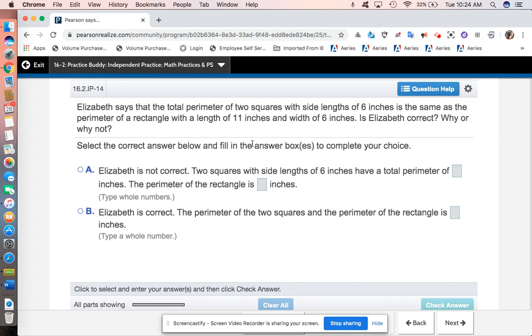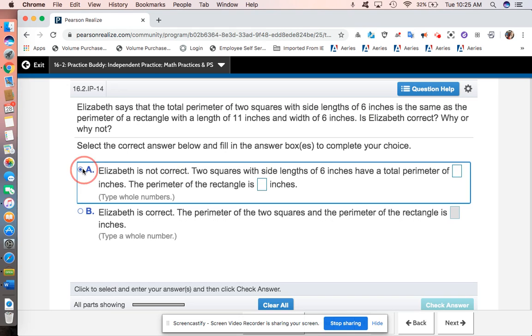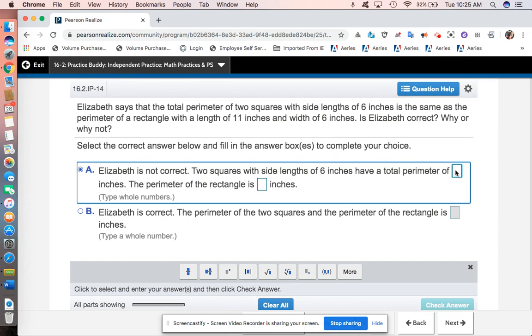A rectangle that is 11 by 6. 11 plus 11 is 22. 6 plus 6 is 12. That's 34. Elizabeth, you're not correct. The two squares with 6-inch sides, if I add 24 plus 24, that comes to 48. The perimeter of the rectangle, 11 plus 11, is 22. 6 plus 6 is 12, that's 34. Those numbers are not the same.